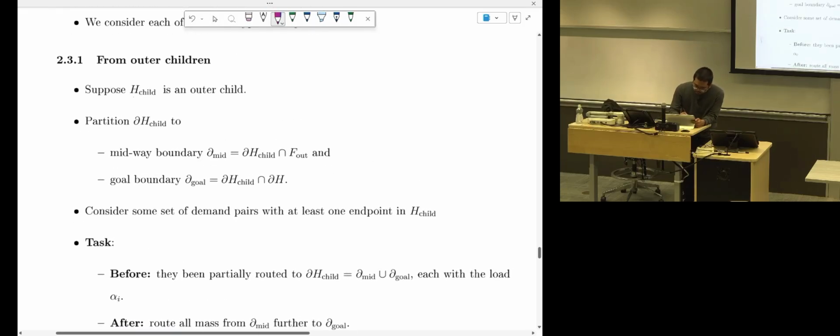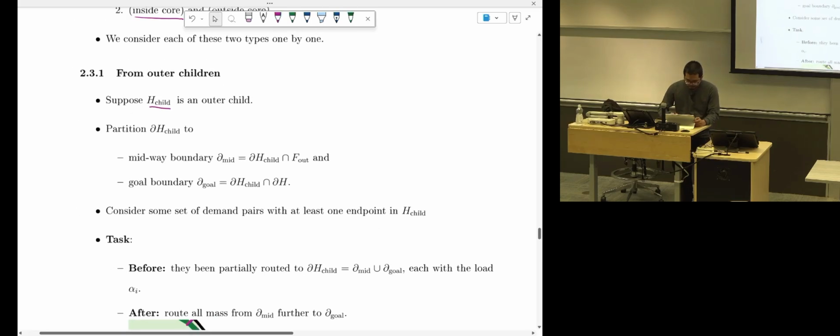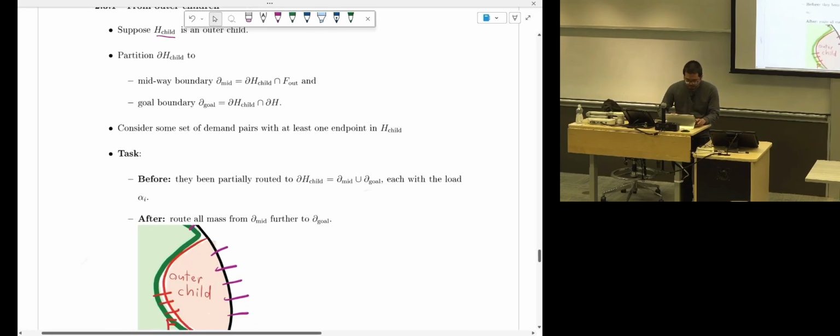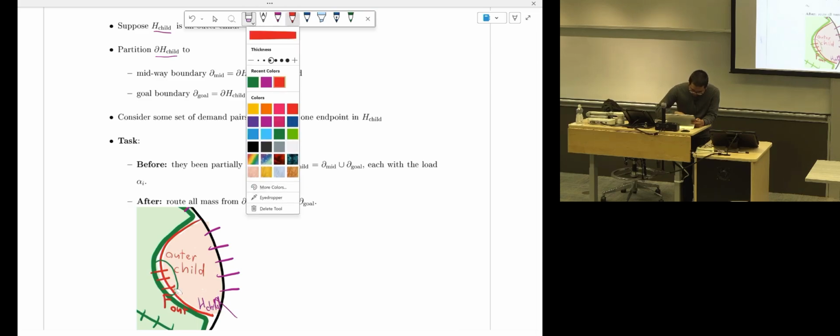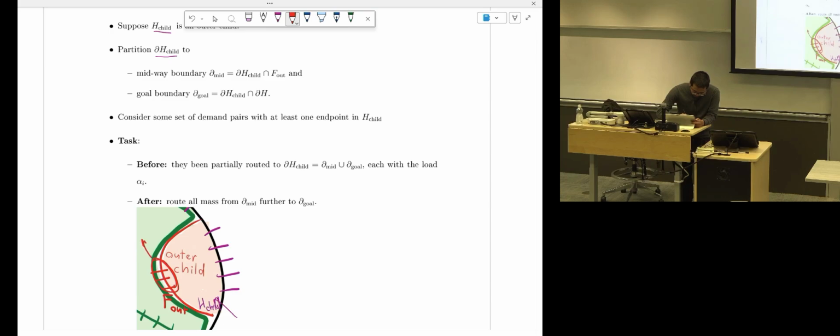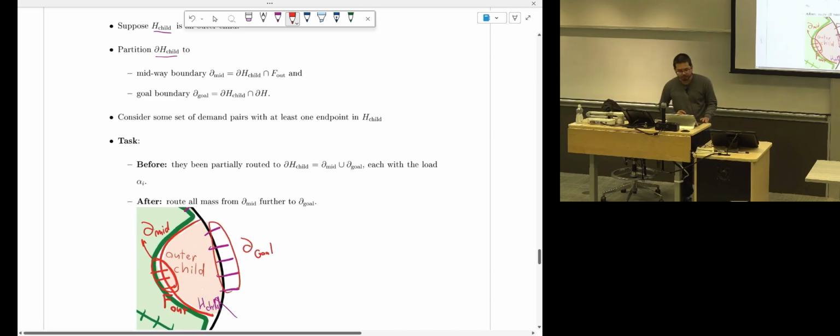So let's say that H child is the outer child. Then you actually can see that the battery of H child is kind of, this is H child. You have two parts. I call this part the midway battery. And this part is the goal battery.